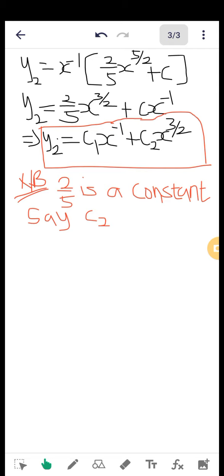Okay, so if you've been asked to find only the solution for y2, then my y2 will be the one which is attached to the c2, that's x exponent 3 over 2.